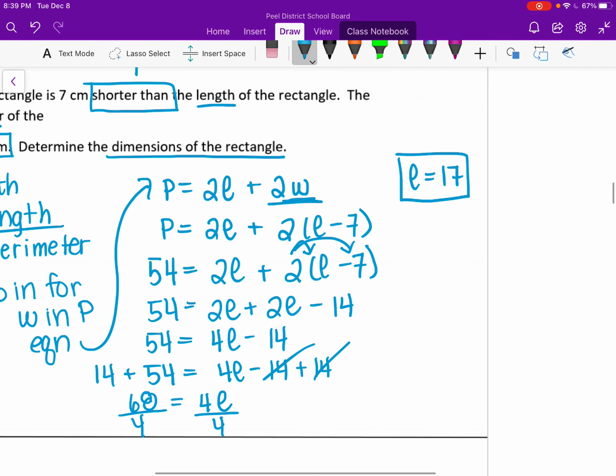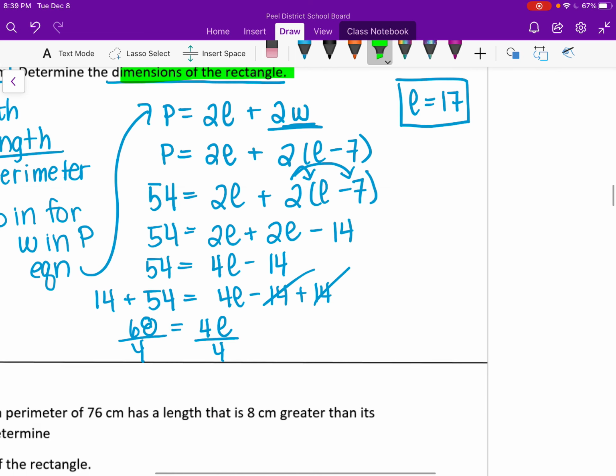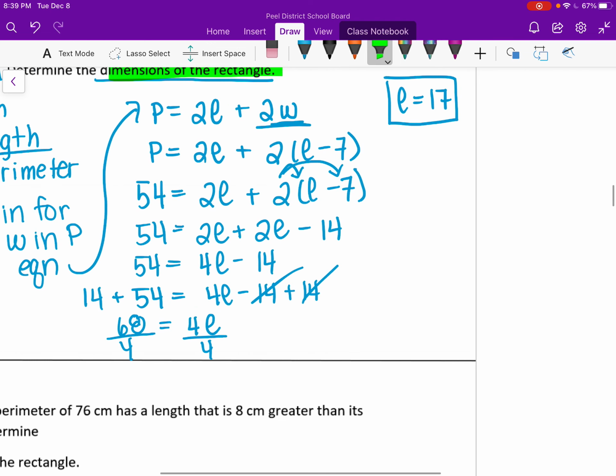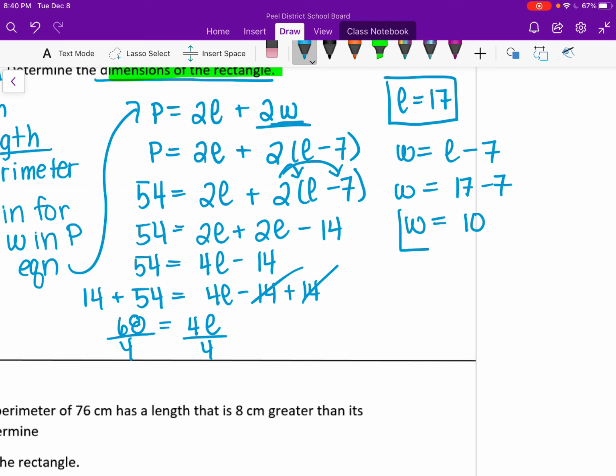It's asking for the dimensions of the rectangle. I only found L. Have I solved this question? Nope. Now I want to find W. But I have an equation for W in terms of L, so I can just plug in L. W is equal to L minus 7. W is equal to 17 minus 7. And this is a crucial step. A lot of people forget this. And width is equal to 10.